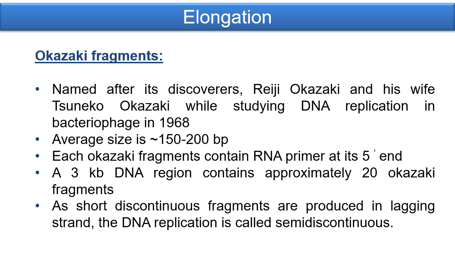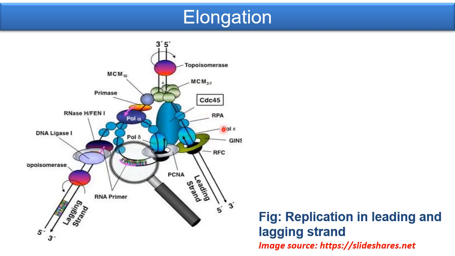Now, in leading strand, the replication process is continuous as DNA is synthesized continuously. However, in lagging strand, the new DNA is produced in fragments, that is Okazaki fragments. The DNA replication is called semi-discontinuous, as in lagging strand, discontinuous fragments are produced. Here in this figure, I am showing the replication in both the strands, leading and lagging strand. So this is actually the fork structure I am showing here. These are the polymerase enzymes. This one is the polymerase epsilon, and this one is the polymerase delta. Polymerase delta for lagging strand and polymerase epsilon for leading strand.